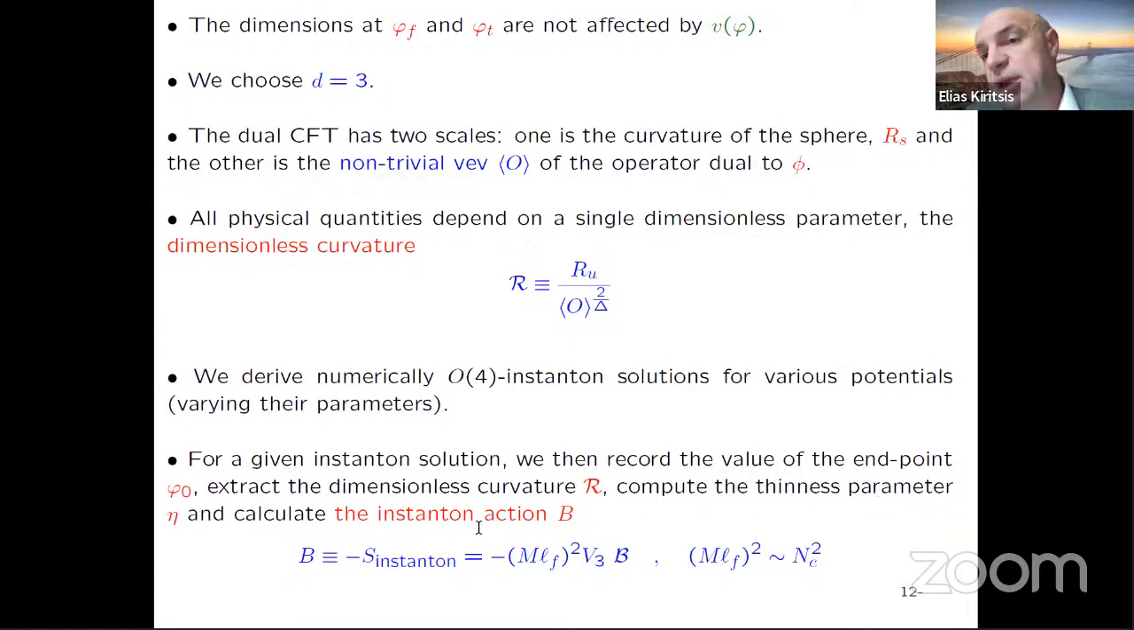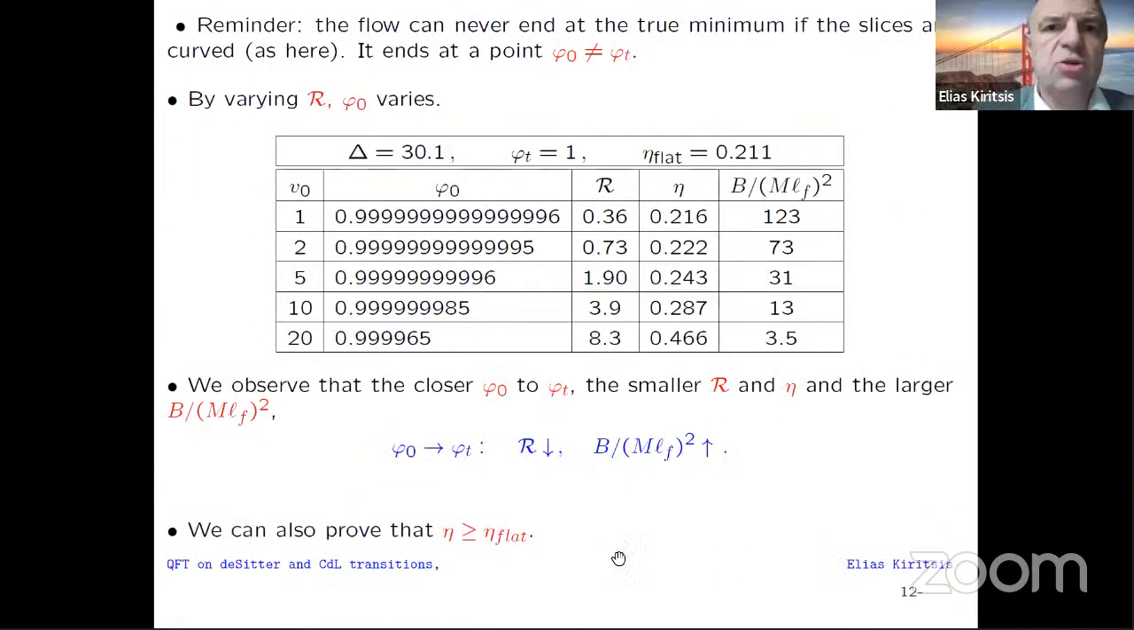And then at the end, we calculate the instanton action B, which has the structure that it contains a sort of trivial factor whose combination is essentially what you could call the N squared of the dual quantum field theory, is proportional to the Planck scale. It has the volume of the sphere, and it has an extra dimensionless factor that depends on the details of the solution and which can be precisely defined. So let me show you a few numbers in this example.